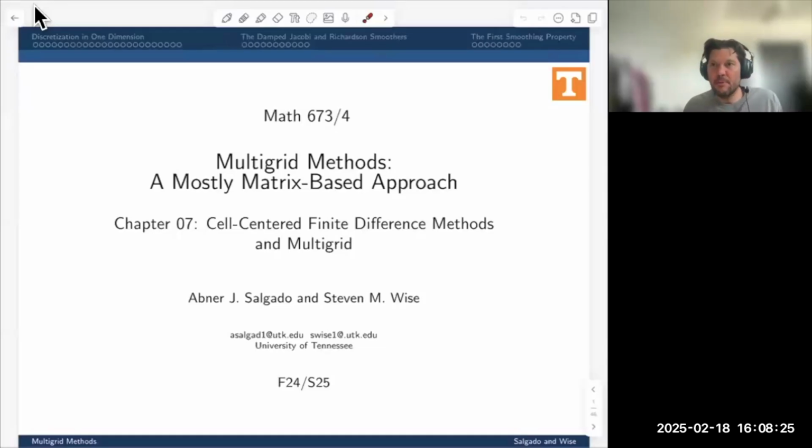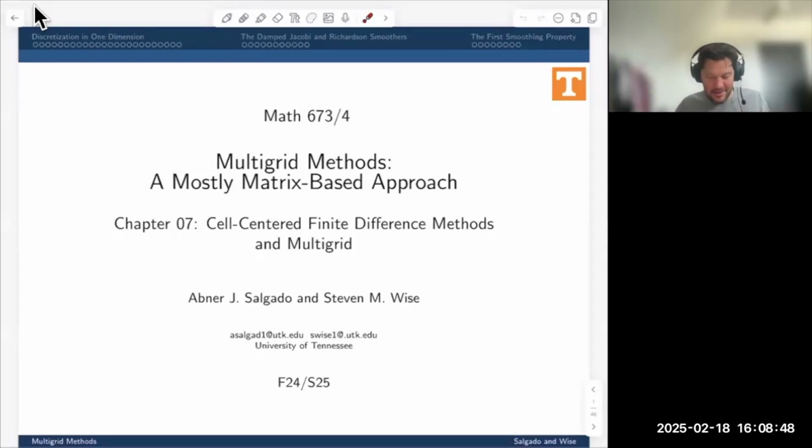Welcome back to Multigrid Methods. Today we're going to continue our journey through Chapter 7, talking about the cell-centered finite difference method and how you do multigrid for that. So last time we almost finished with slide deck 1 from this chapter.